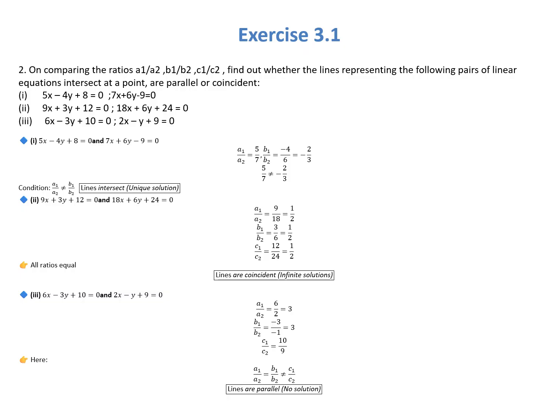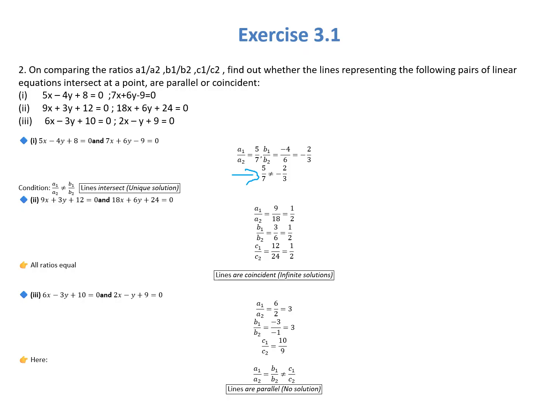So in the first case, 5x minus 4y plus 8, this is standard form. Again, this is the standard form. So we can simply apply the logic of A1 by A2, B1 by B2, and C1 by C2. In the first equation, A1 by A2 is 5 by 7 and B1 by B2 is 2 by 3, they are not equal. Hence, this pair has a unique solution, and this is a consistent equation.